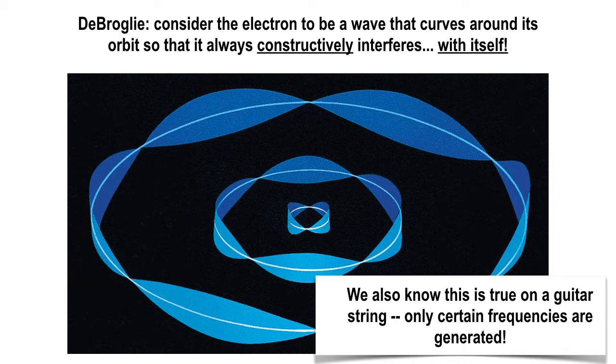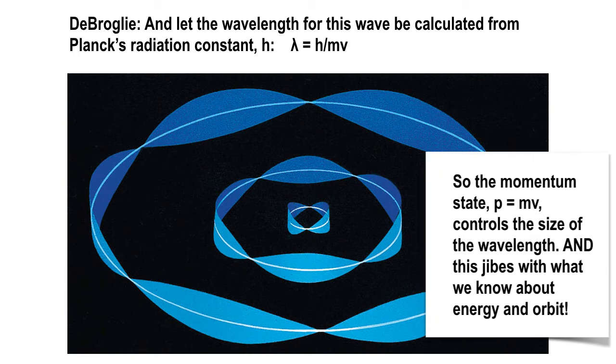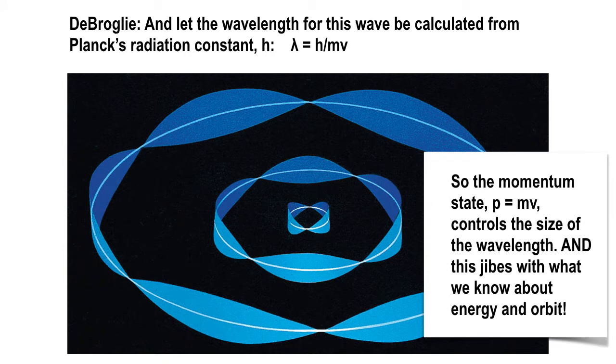Now, how do you figure out the wavelength of an electron? Well, here's what de Broglie said. He said, use this formula with Planck's constant h. Calculate the momentum, p equals mv, and then lambda is equal to h divided by mv, h divided by the momentum.